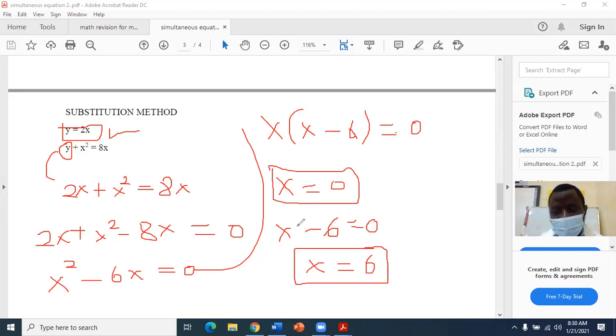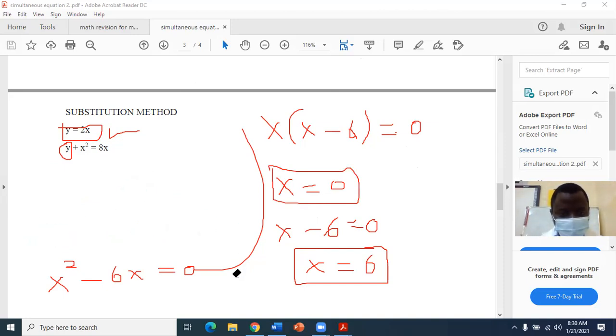Now what I will do next, I will take these two answers and take them back to the equation so I can find the answer for y. Remember we said that y is equal to 2x from the question. Let me remove all this so I have enough space to write. I hope you are getting it. Let me know if you have any challenge. So now my x is 0 and my x is 6.